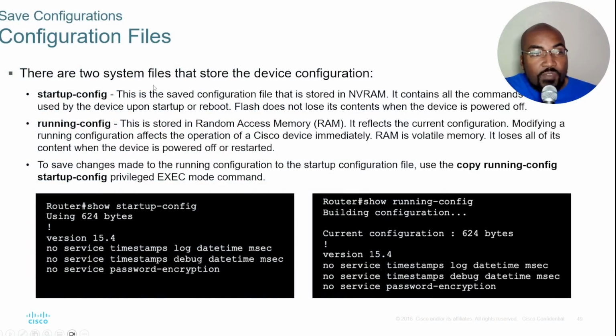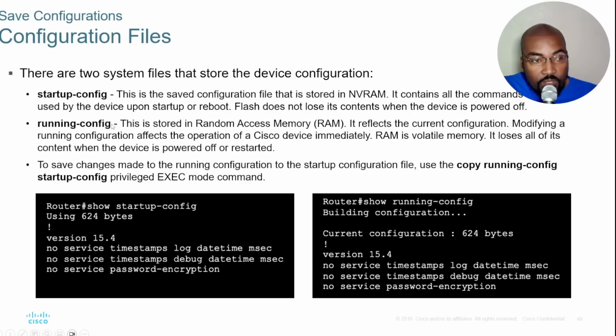So there are two system files that are stored on the devices. First we have the startup config. This is the saved configuration, the file stored in NVRAM. It contains all the commands that will be used by the device upon startup or reboot. It does not lose its contents when the device is powered off.